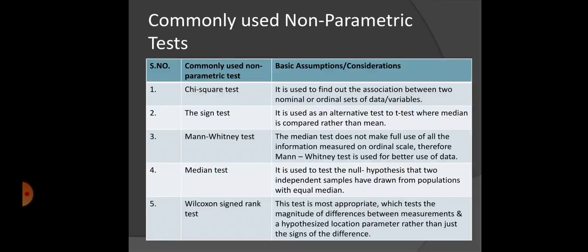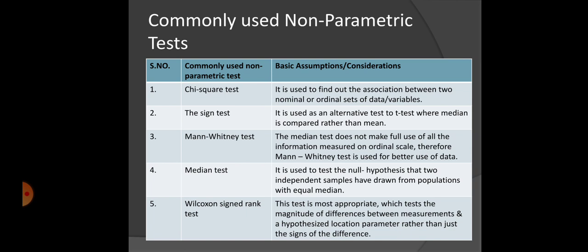Next, the commonly used non-parametric tests. The various commonly used non-parametric tests are chi-square test, the sign test, Mann-Whitney test, median test, and the Wilcoxon signed rank test. The chi-square test is used for association between two nominal or ordinal sets of data or variables. If we find out the association between two nominal or ordinal variables, we use the chi-square.